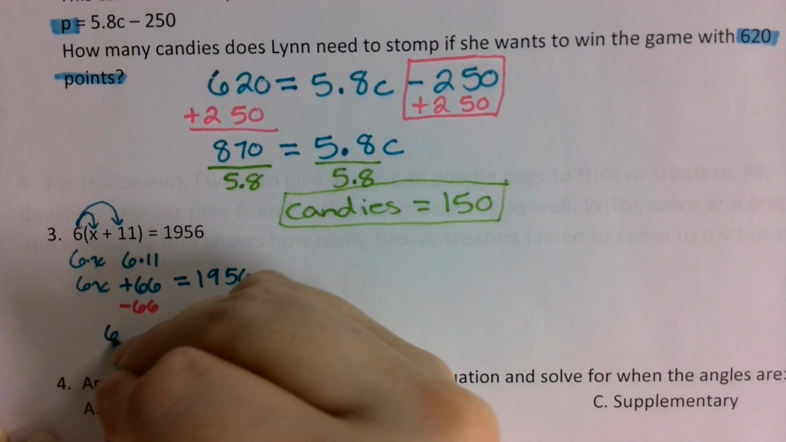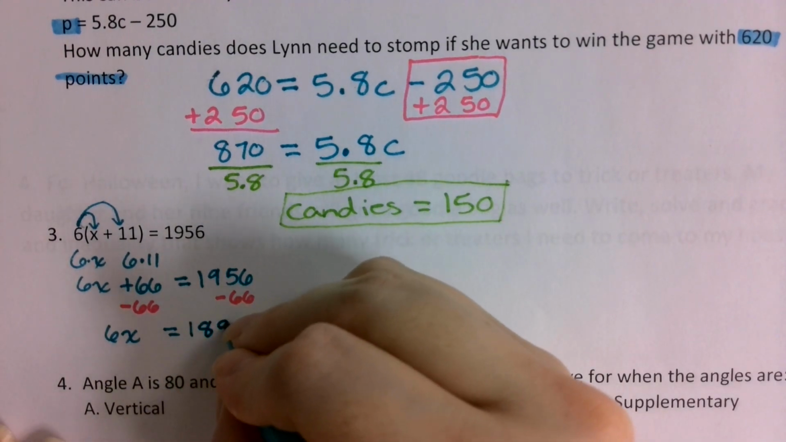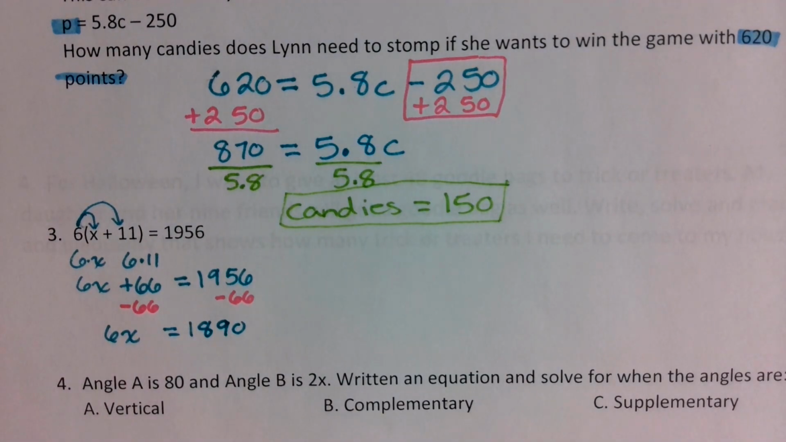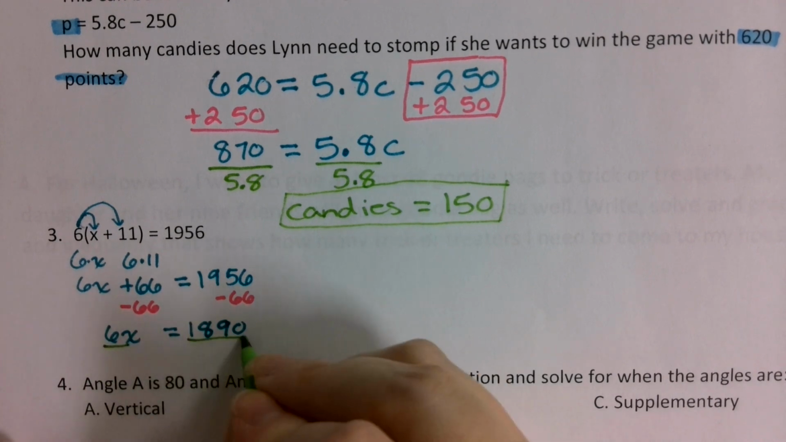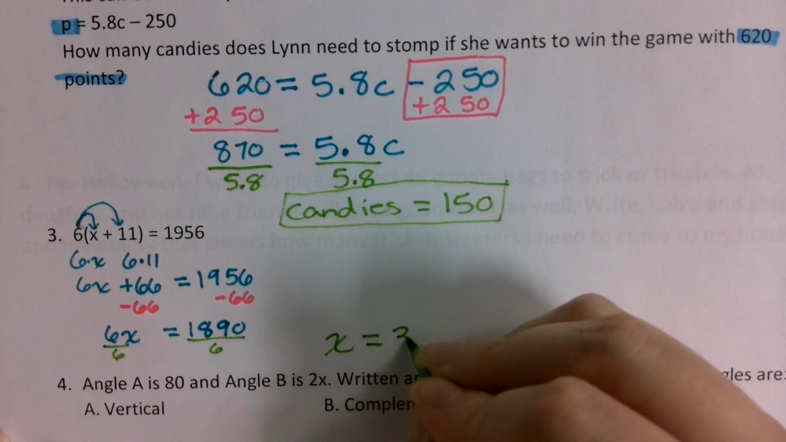We're going to subtract 66 from both sides. That's going to leave us with 6x is now equal to 1,890. Last step. What's the last step going to be? Divide. Good. And we're going to divide both sides by 6. Divide both sides by 6, and we'll get that x is going to equal 315.